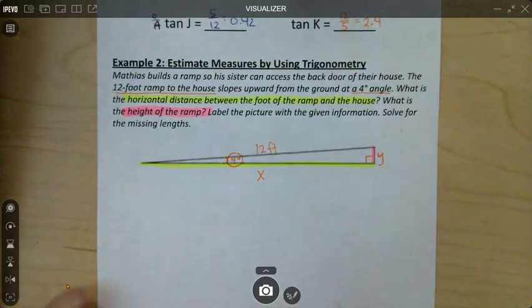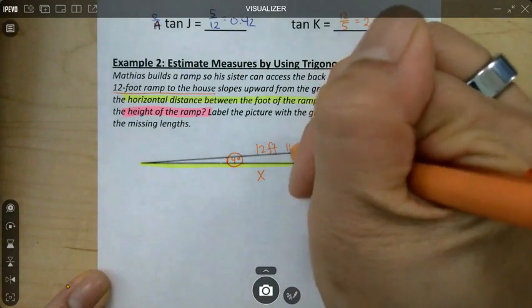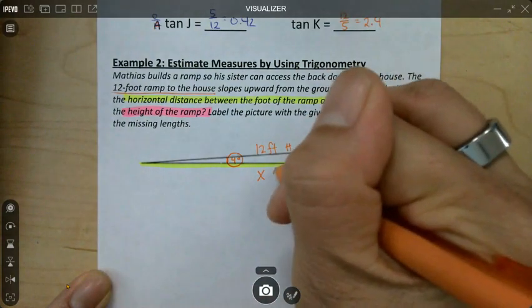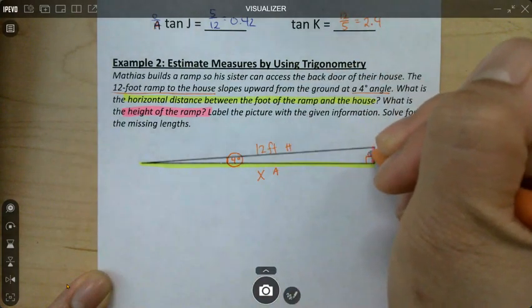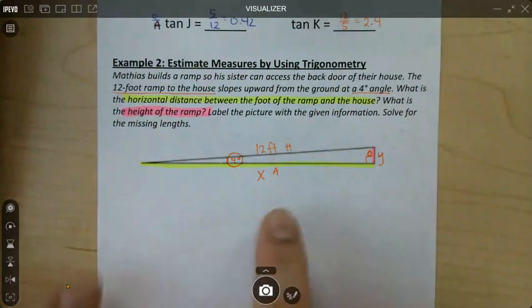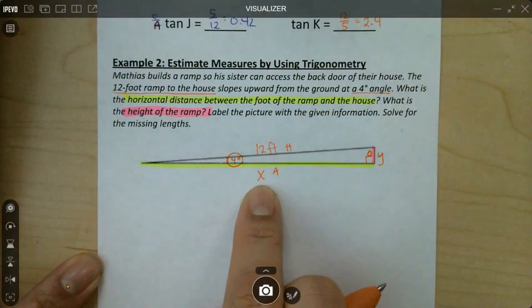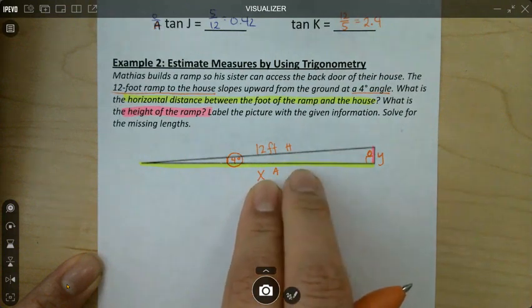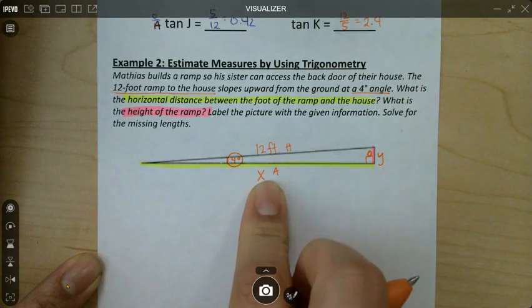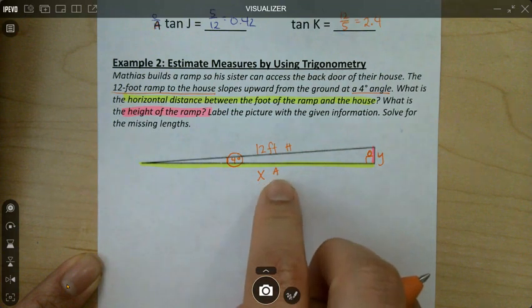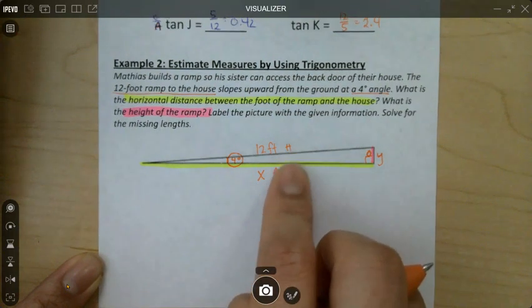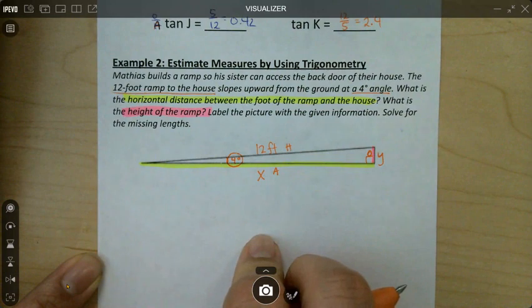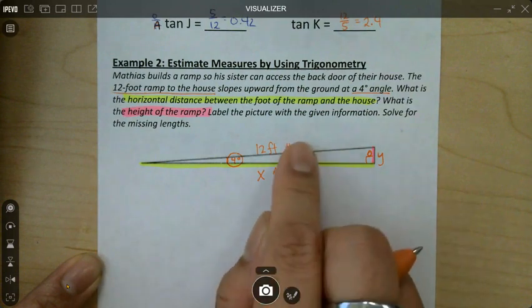And I'm going to label my sides. Well, I know that 12 is my hypotenuse. X is going to be my adjacent side, and y is going to be my opposite side. Okay, so let's solve for x first. Well, x is my adjacent side, and the only other information I have is my hypotenuse. So that's the A and the H, which tells me that I need to use cosine to set up this ratio, since we know that cosine is adjacent over hypotenuse.